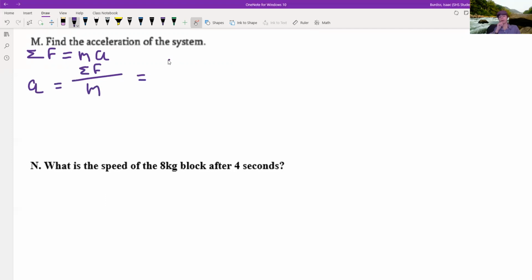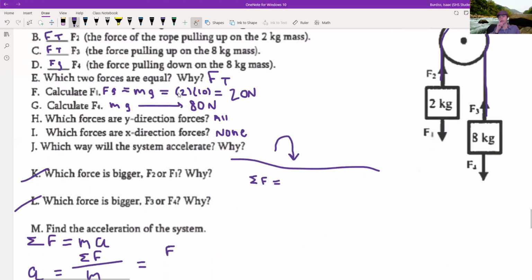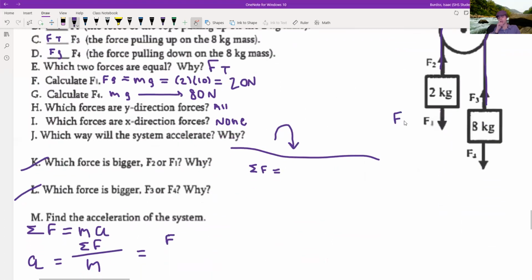Which means what forces do we have? Let's just call this FG1. We'll call this FG2. We'll call this FT1. And we'll call this FT2. And what is positive? The direction of motion. The direction of motion is down. So this guy's positive, this guy's negative. This guy is positive because it's trying to go in the way of the motion. This guy is negative because it's trying to go the opposite.